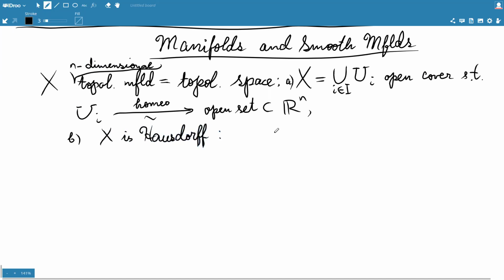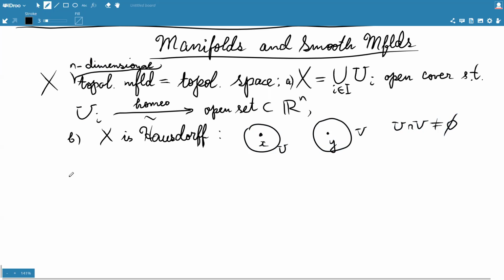That means that any two distinct points, say X and Y, can be covered by disjoint open subsets, say U and V. That means the intersection is empty.